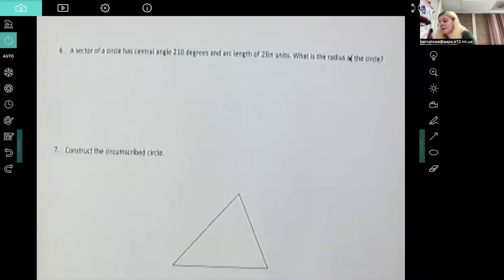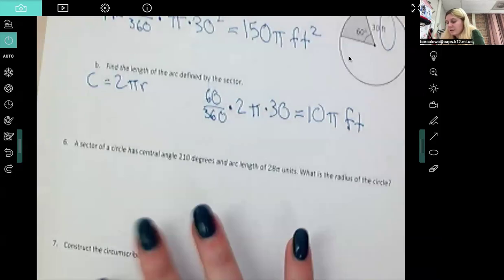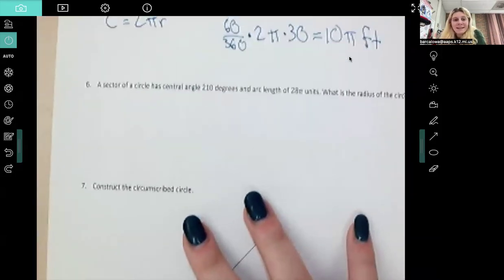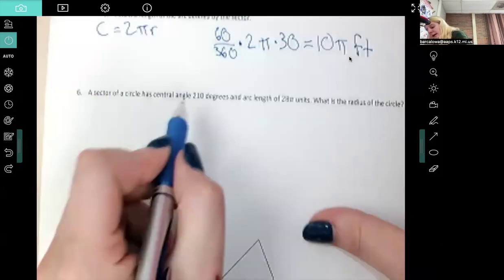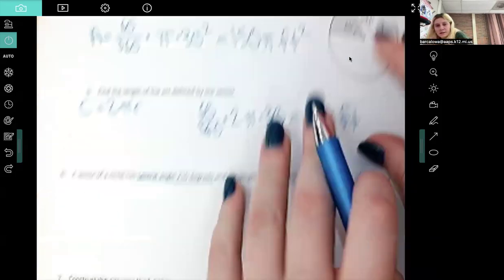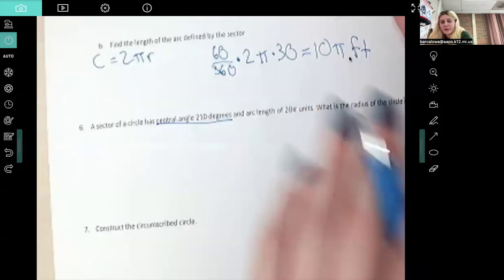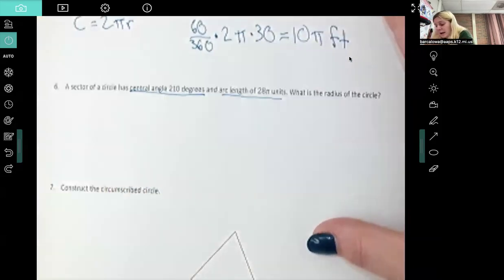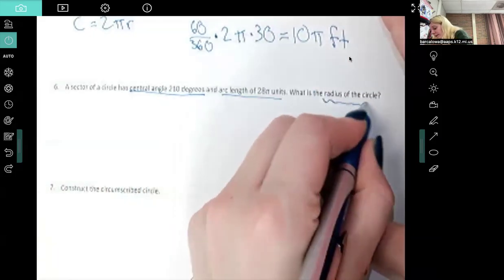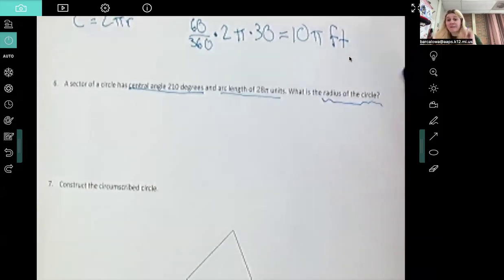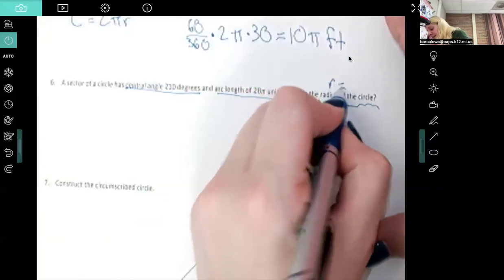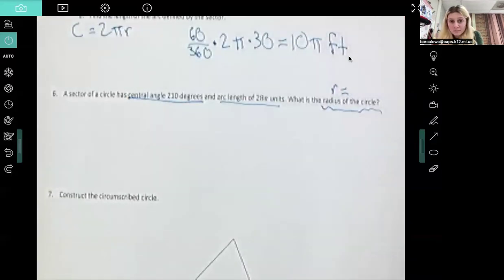All right, a sector of a circle. Again, this is what a sector is. That's our pizza slice. So a sector of a circle has a central angle of 210 degrees, again, this is my central angle, and arc length of 28 pi. And they're saying, what is that radius? Every time I see what is blah, blah, blah, my final answer should look like r equals.